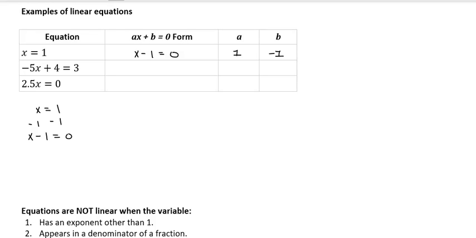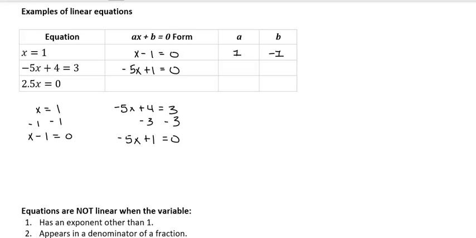Okay? So the next one is negative 5x plus 4 equals 3. It's almost there. If you look at ax plus b equals 0, ax is first, and then this looks like b, but it's not because this side over here needs to be 0. So we're going to subtract 3 from both sides. And we get negative 5x plus 1 equals 0.